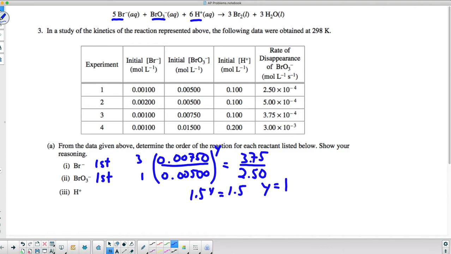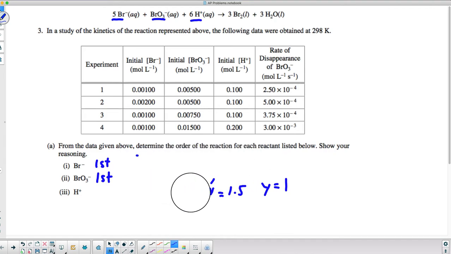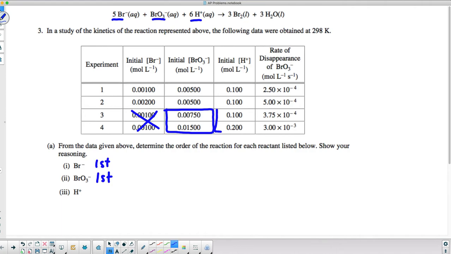So that means I might as well go. Now this is going to be the part that's a little confusing, but I might as well go experiments 3 and 4. And the reason why I picked that is to get rid of bromide. Notice that this changes, it doubles, right? Here, this one doubles, and this is the one we're looking for.